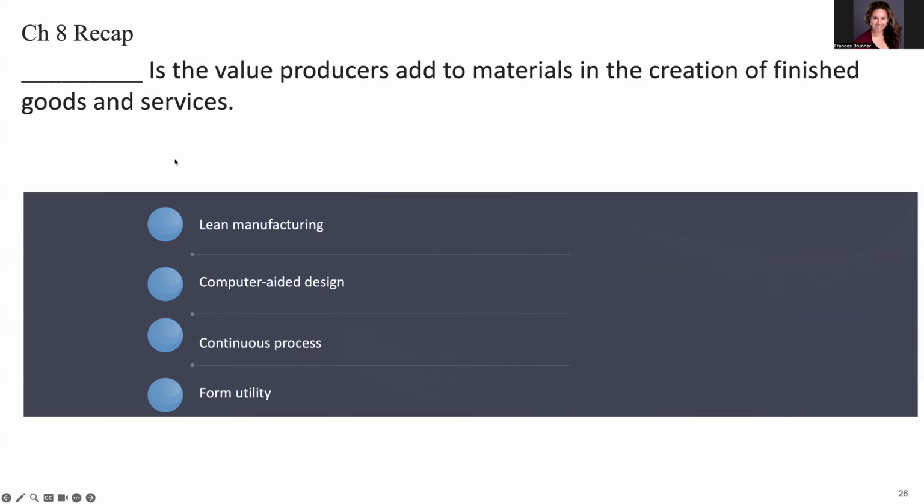With Chapter 8, blank is the value producers add to materials in the creation of finished goods and services. We discussed form utility last chapter and how it adds value to the raw material to create something new that the customer can then purchase because it saves them time, money, or has changed it either physically or chemically in some way so they're more easily able to use it.